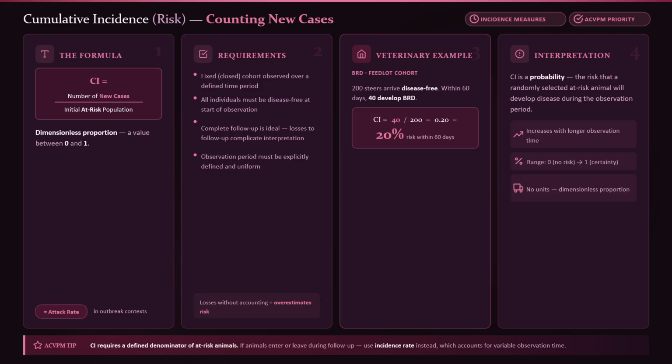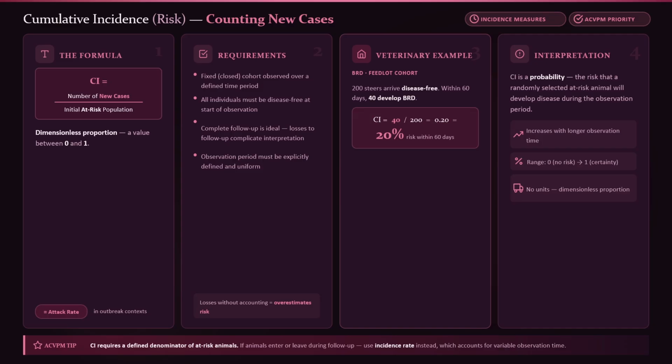Cumulative incidence, sometimes called incidence proportion or simply risk, is the probability that a disease-free individual in a defined population will develop the disease during a specified time period. Let's unpack each piece of that definition because every word matters. Cumulative incidence, or risk, equals the number of new cases during the period divided by the number of individuals at risk at the beginning of the period.